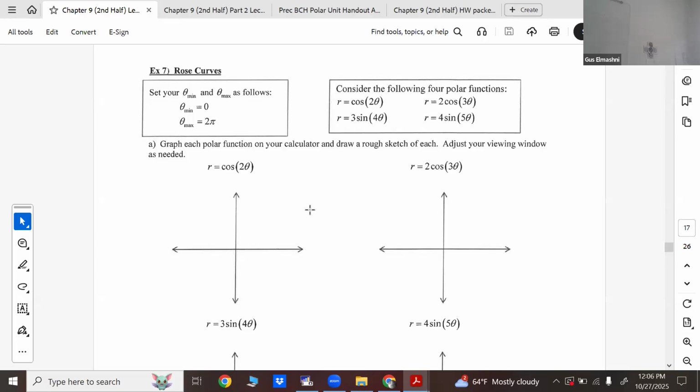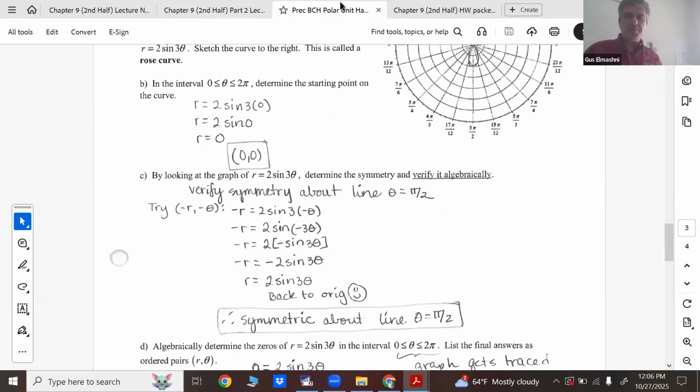So it's going to be a lot more observation. The number in front of sine and cosine is also going to tell me the length of each rose petal. So let me show you the first two with cosine. Okay, we're kind of rushing this a little bit, so we'll spend more time on this on Wednesday.